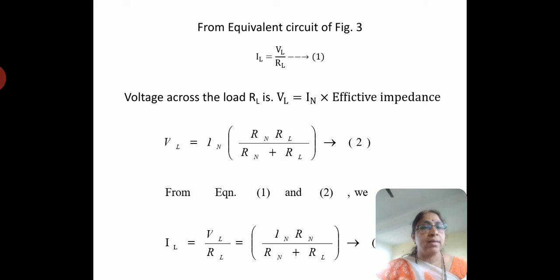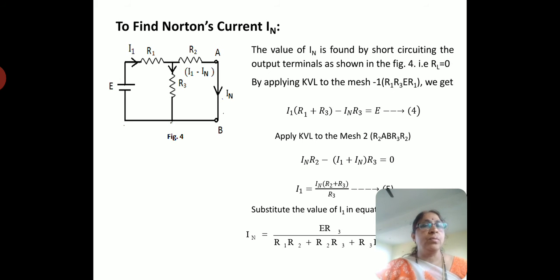Let us find the current flowing through the load in one example, that is, a circuit consisting of 3 resistors and the load resistor RL. Let us find the current flowing through the load RL using Norton's procedure. First, to find the Norton's current IN, we have to remove the load RL and short the output terminals. Figure 4 shows the shorted circuit. Then apply the KVL to mesh 1 and mesh 2.